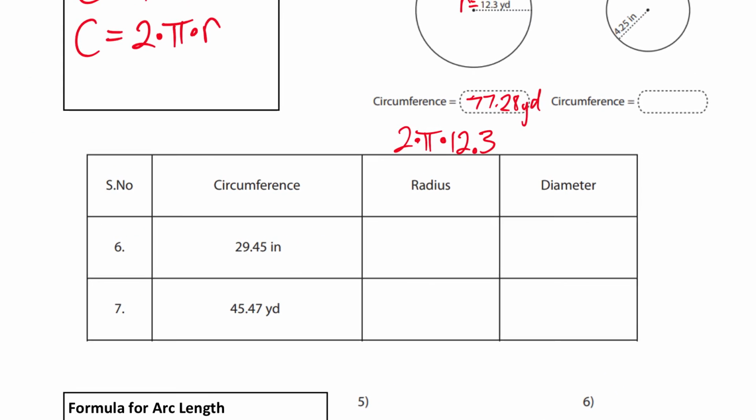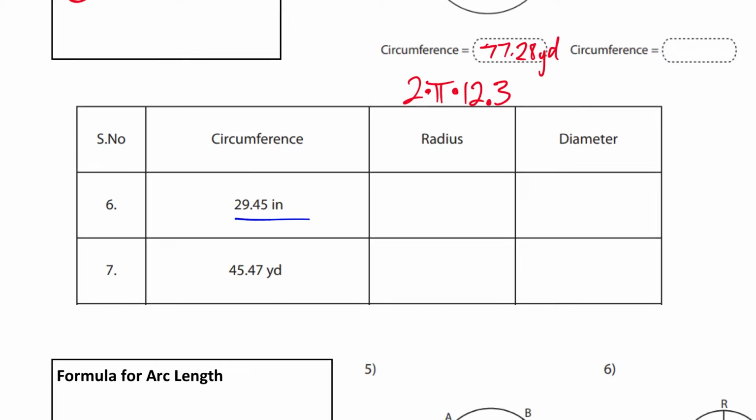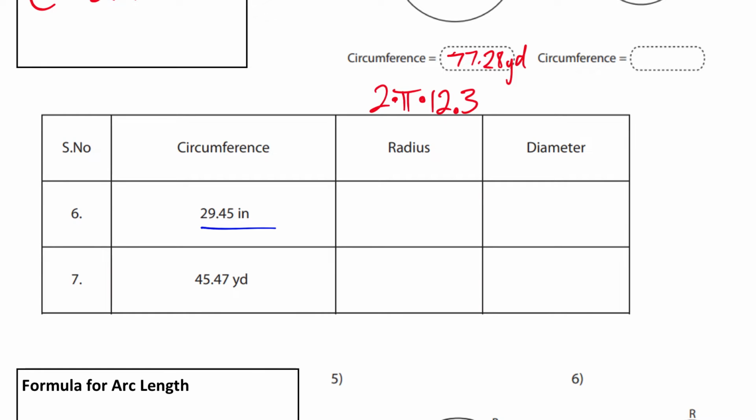Okay, so I'm going to skip the next one. I mean, that's simple. All right, next one, we're given the circumference. We're looking for the diameter and radius. I'm going to find the diameter first and then get the radius from that. So if we know the circumference, how do we get the diameter? Yeah, just divide by pi. So we're going to do 29.45 divided by pi.